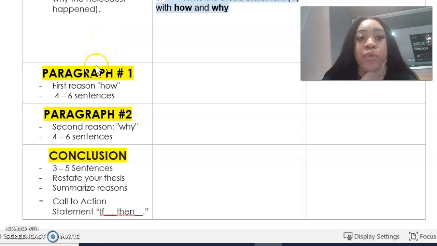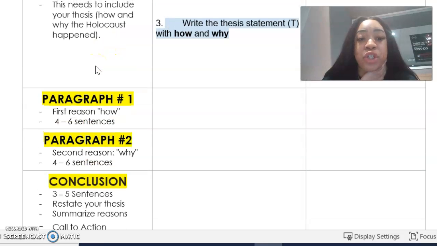Now that you have written your introduction paragraph, it's time for you to start with your first paragraph. You're going to be telling me how the Holocaust happened. Right here, I gave you the CFS. You need to have 4 to 6 sentences. So this entire box needs to be 4 to 6 sentences, no less than.